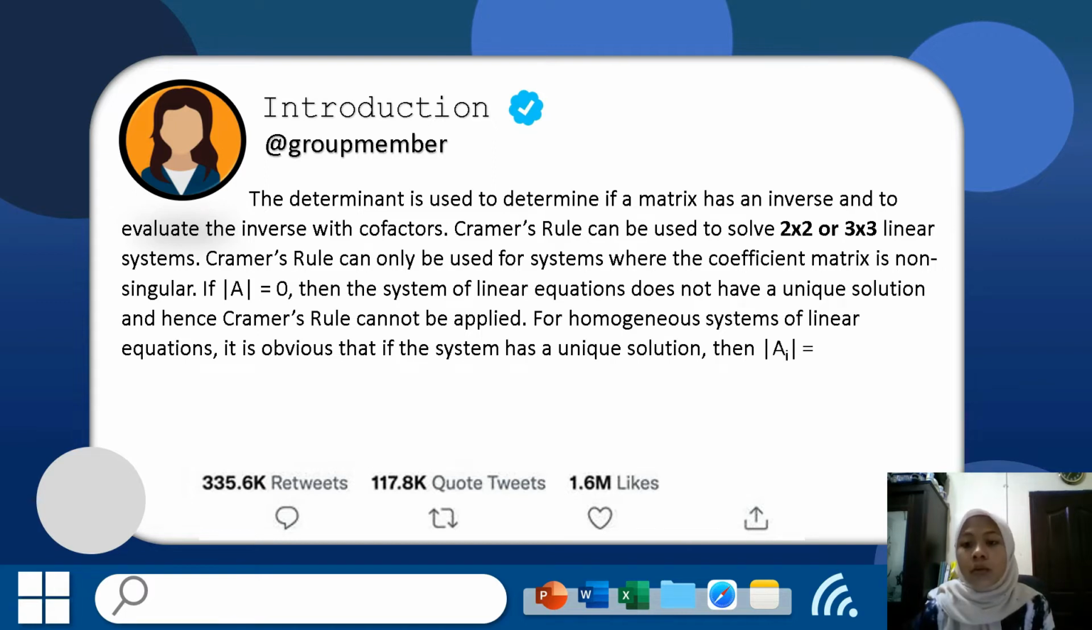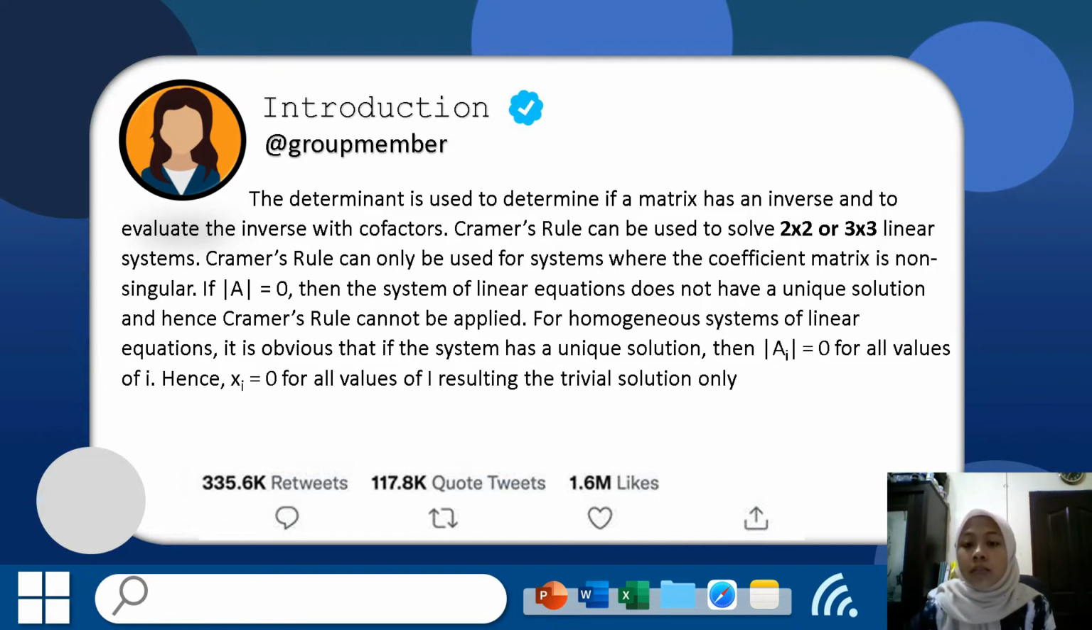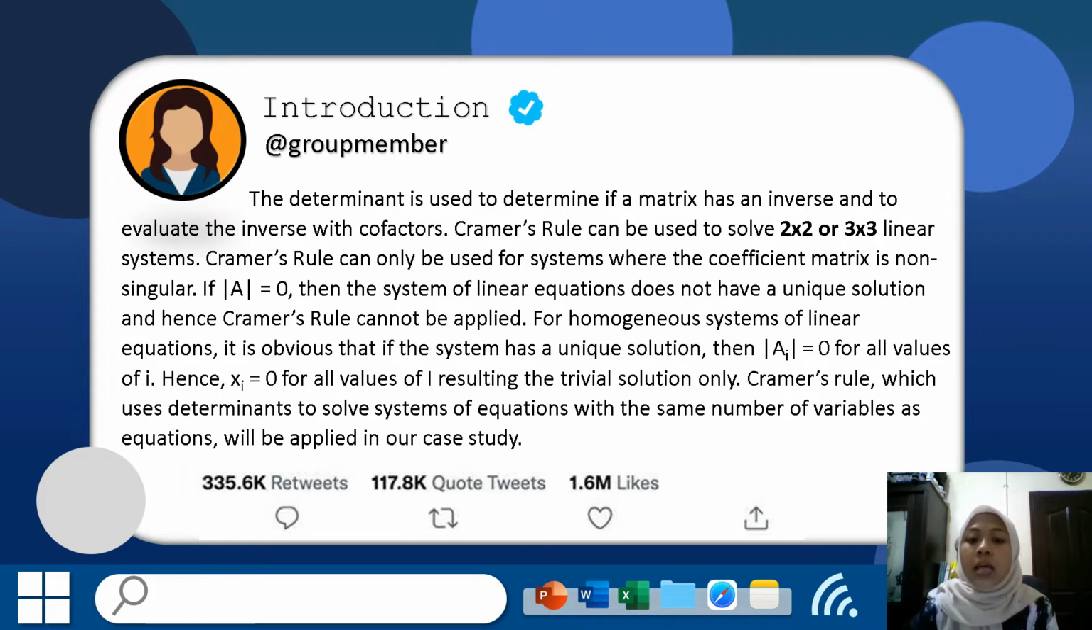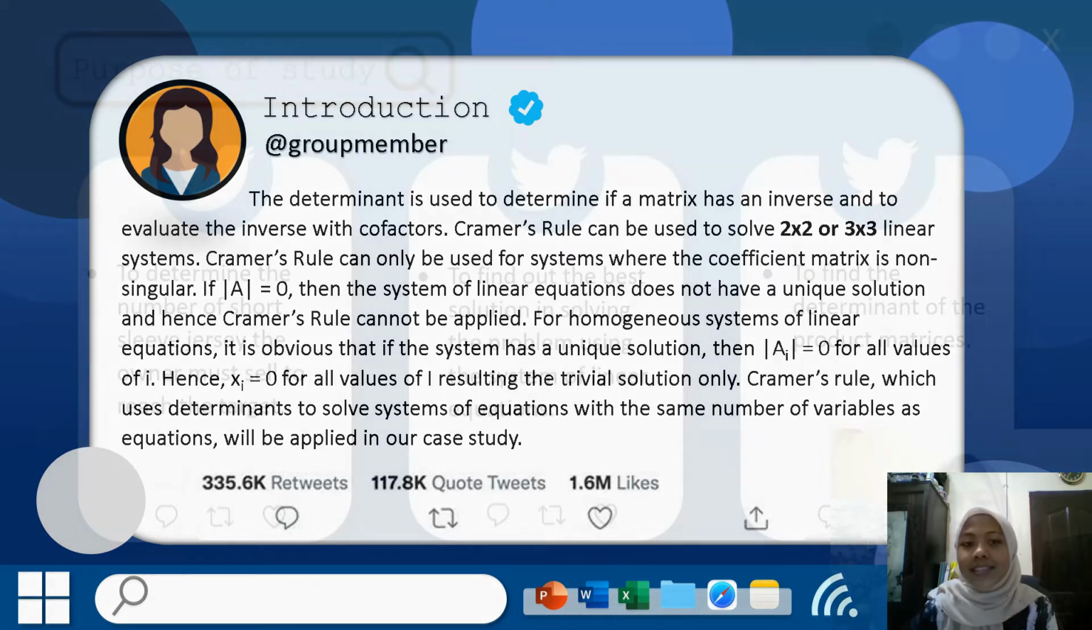For a homogeneous system of linear equations, it is obvious that if the system has a unique solution, then determinant Ai equals 0 for all values of i. Hence, xi equals 0 for all values of i, resulting in the trivial solution only. Cramer's rule, which uses determinants to solve a system of equations with the same number of variables as equations, will be applied in our case study.